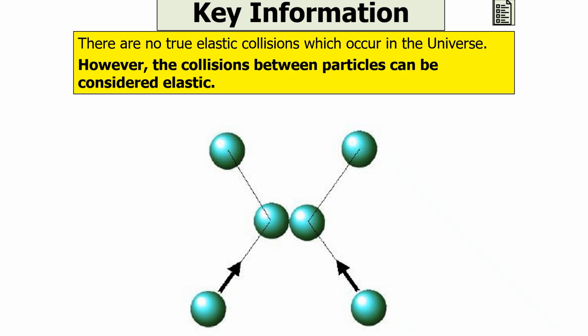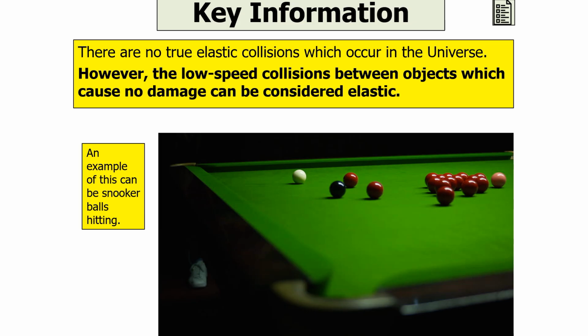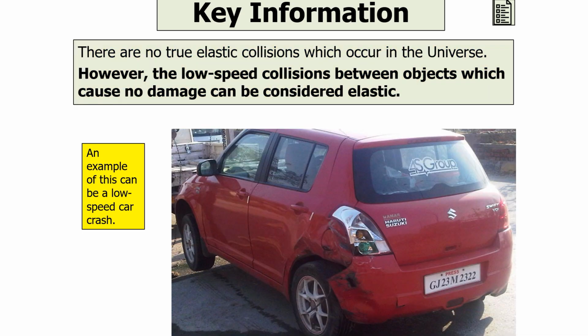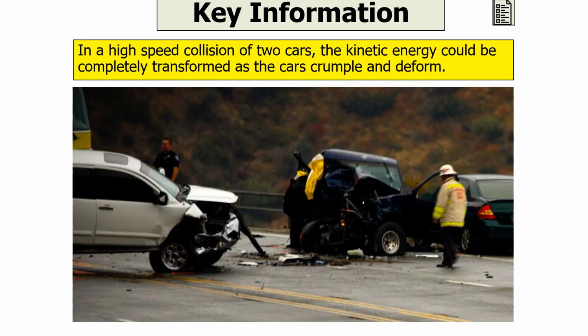In reality, there are no true elastic collisions which occur in the universe. However, the collisions between particles can be considered elastic, and low-speed collisions between objects which cause no damage can be considered elastic. An example of this is snooker balls hitting each other. Another example can be a low-speed car crash. In a high-speed collision of two cars, the kinetic energy could be completely transformed as the cars crumple and deform, leading to an inelastic collision.